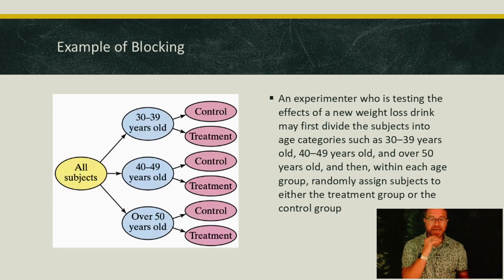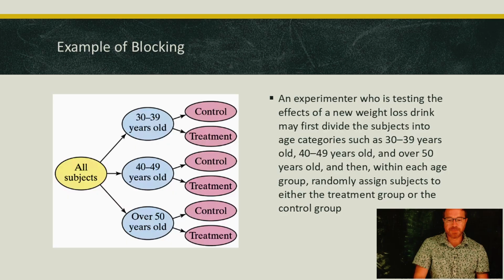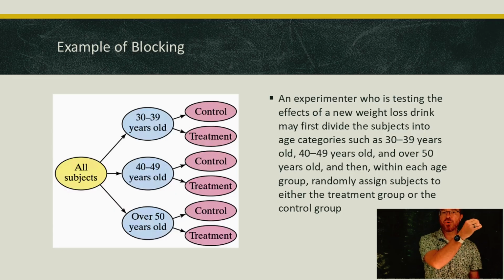So this is an example on the slide here of a blocking experiment. You have all your subjects, and we've divided them into those who are 30 to 39 years old, 40 to 49 years old, and those who are over 50 years old. Because let's say in this experiment, you believe that age may impact how people react to your treatment. So the 30 to 39-year-olds have a control and a treatment. The 40 to 49-year-olds are split into a control and a treatment group. And the over 50-year-olds are split into a control and a treatment group. So now you have these blocks, and within each block, you have a control group and a treatment group. So you can see, does the treatment seem to work based on the different blocks?